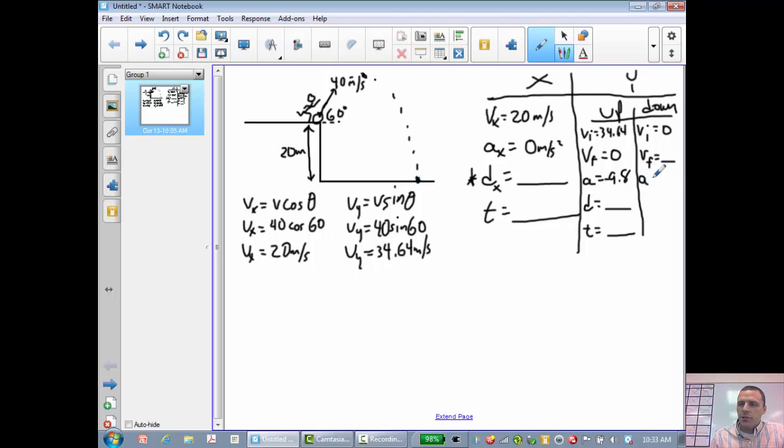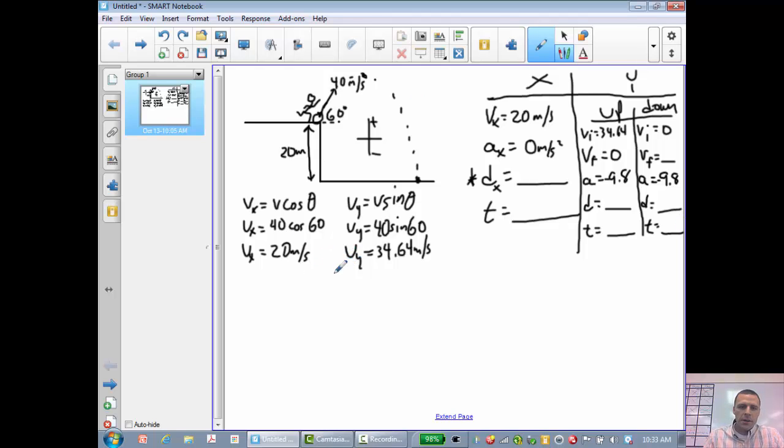The acceleration going down, this is a personal choice. You can use positive or negative. I'm going to use negative 9.8. So I'm going to try to stick with the coordinate system that says anything that's going up is positive, anything that's going down is negative. And then my distance down is going to be whatever the distance up is, and then we're going to add on 20. So we're going to hold off on writing that, and then the time down.